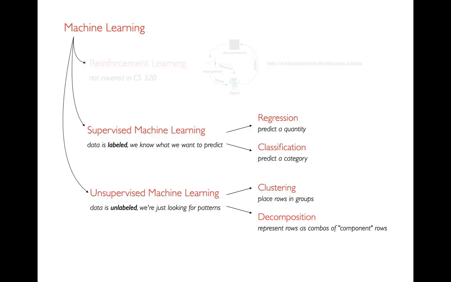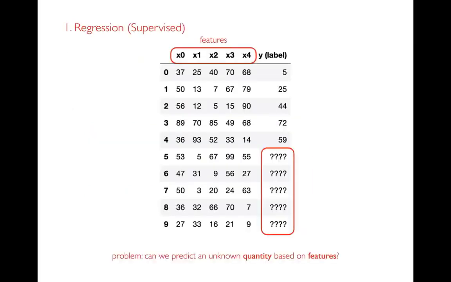In unsupervised learning, there's no special label column that we're trying to predict. We're just trying to look for general patterns in the data. And so we might do a couple things. One, we might try to cluster our data, where we're placing rows into different groups. Or we might try to decompose our rows. We might notice that I have these rows which each have 5 numbers in them, but maybe every row is like a combination of 2 component rows. And so there's some simplicity in there, even though there might be a lot of columns in our data.